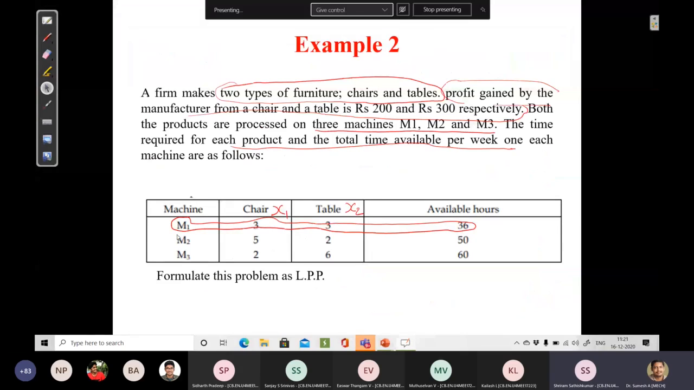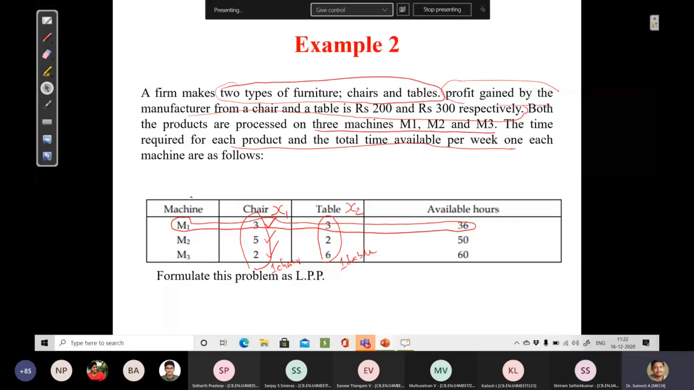No, for getting one chair, it has to spend 3 hours on machine M1, 5 hours on machine M2 and 2 hours on machine M3 put together will give you one chair. Same way, 3 hours on M1, 2 hours on M2 and 6 hours on M3 will produce one table. Or else you will not be able to formulate it like this. Clear?